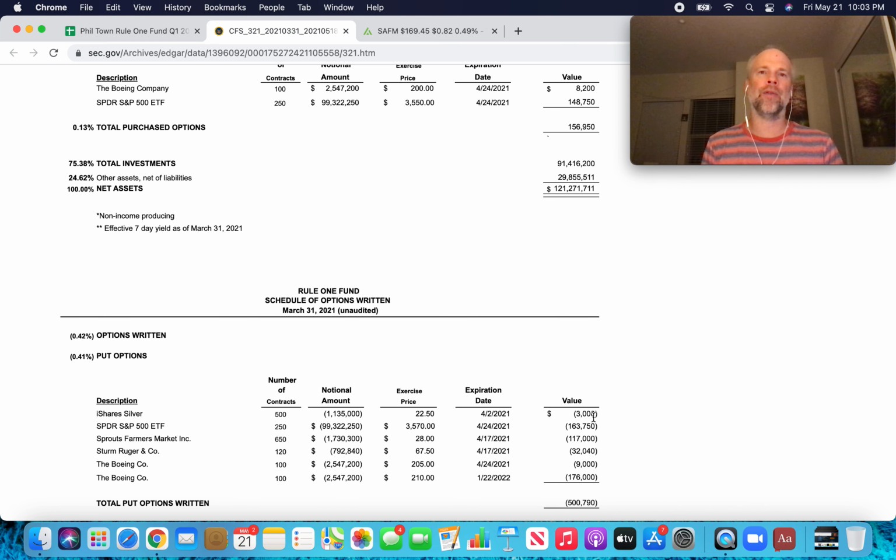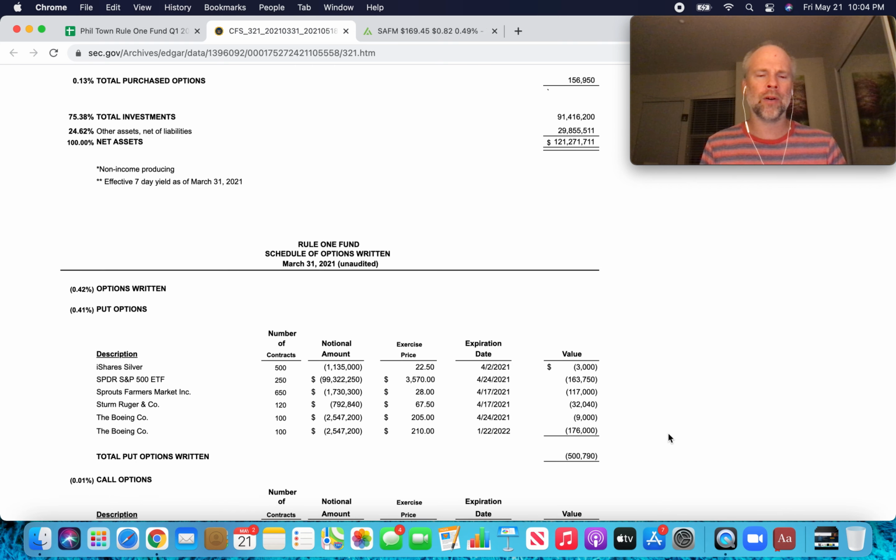You've got iShares Silver, a silver ETF, with an exercise price of $22.50. Now, the current price of that silver ETF is $25.55, so it's within shouting distance of him potentially being put those units of the silver ETF. And I've never heard Phil Town talk about silver. I don't know how he's thinking about silver, if it's just another inflation hedge or if he's thinking about it a little bit differently than his gold position. So if any of you guys have heard Phil talk about silver, let me know in the comments what you think he's going after with that exposure.